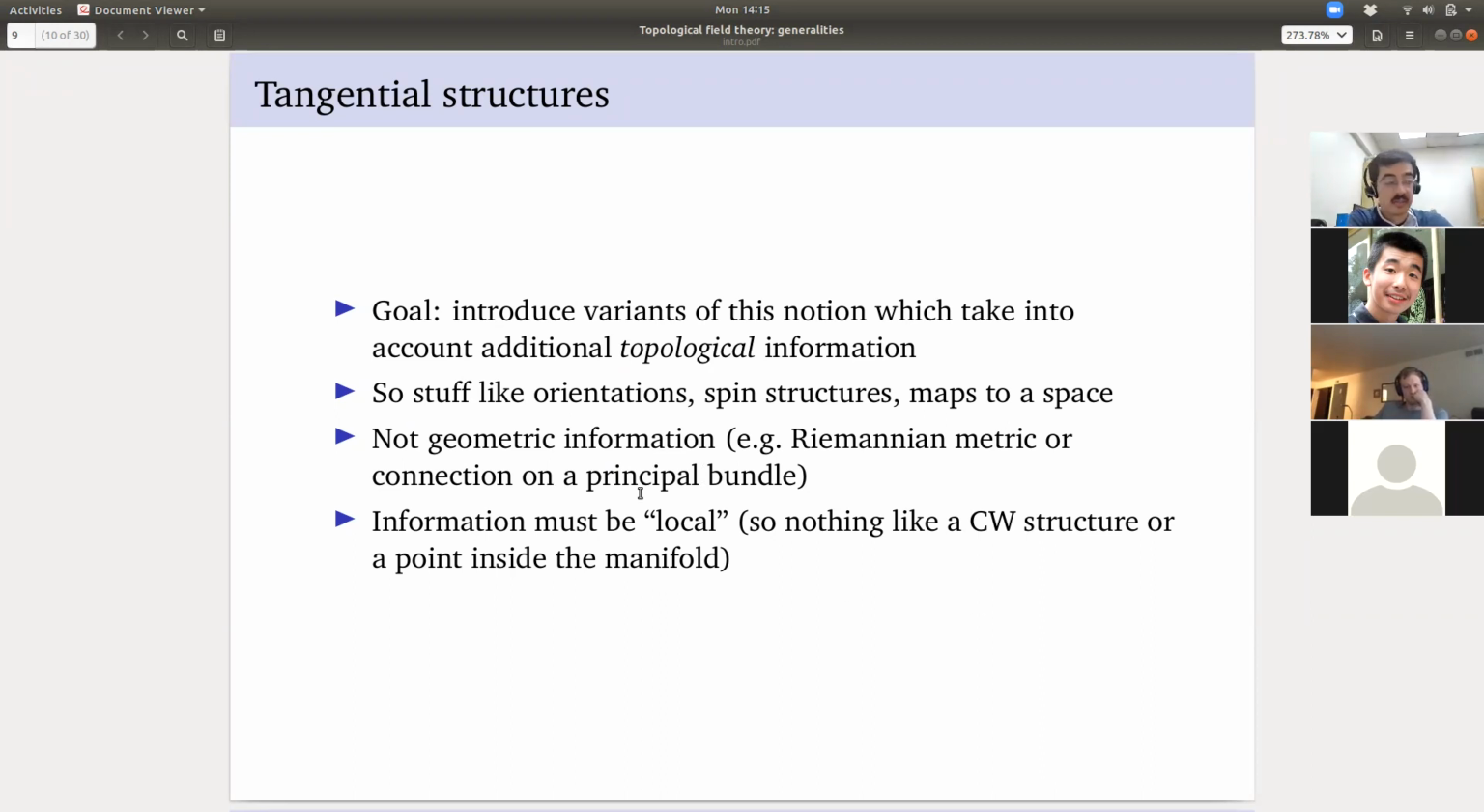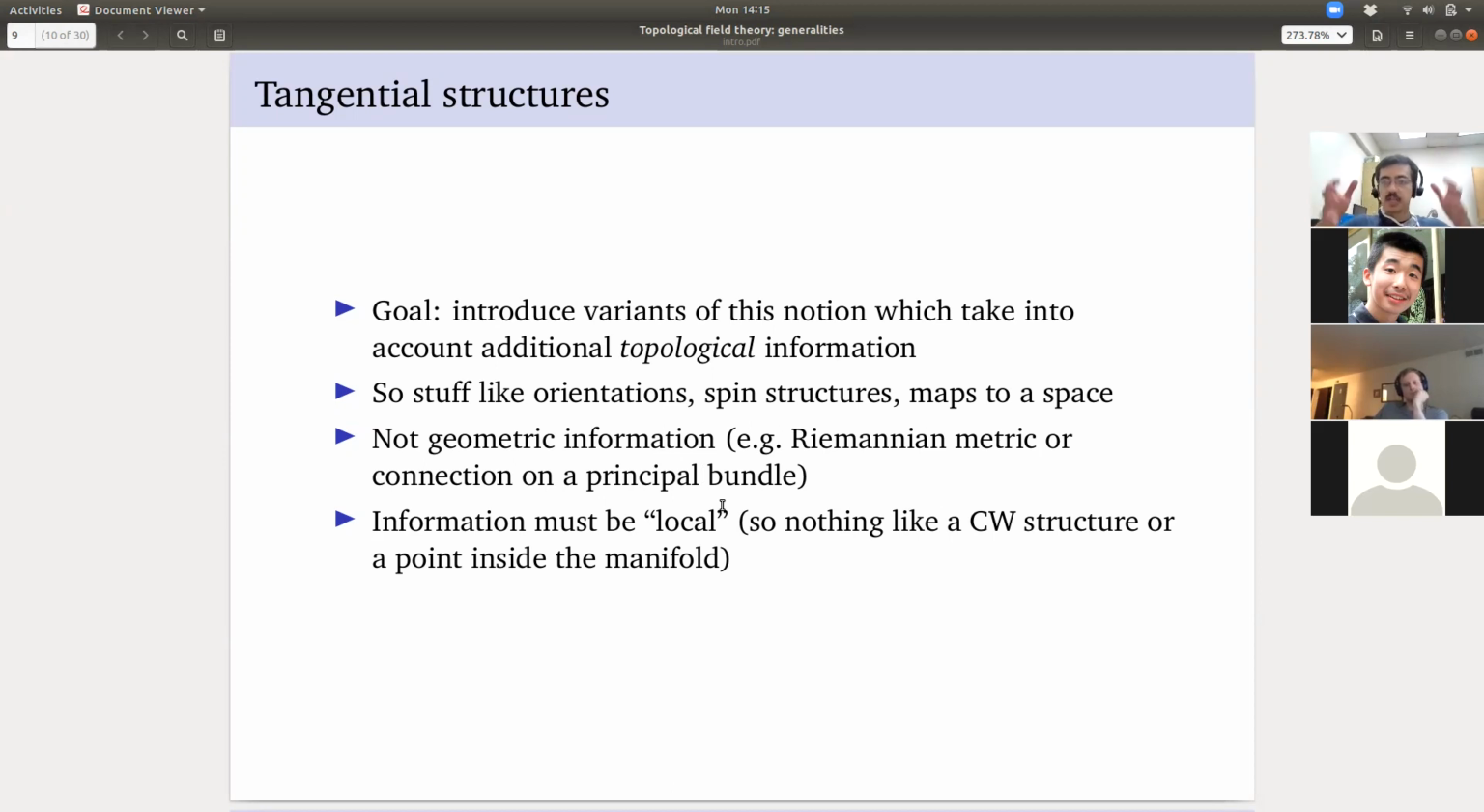And also, this is not precise, but information must be local. So in particular, something like a point inside a manifold is perfectly topological, but it's not local. Sorry, here's a better example. So a single point inside a manifold is not a local notion. You need to know globally. Locally, you say there is a point, great. But globally, if you're just looking around to the horizon, you can't see how many points are on the other side of the horizon.